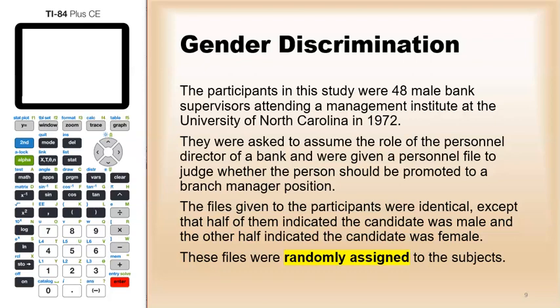These files were randomly assigned to the subjects, and randomly assigned is kind of the crucial point here, as random assignment is what you need in order to talk about causation. So if there is a difference between the male files and the female files, that would likely be evidence of gender discrimination.